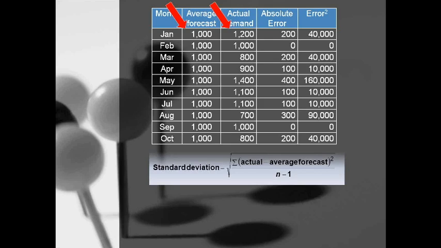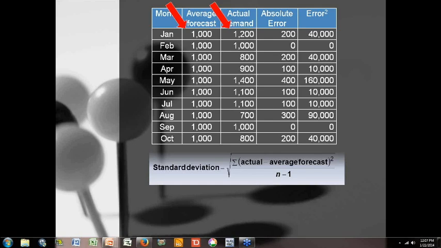Now, the standard deviation formula. It's a straight algebraic formula. Here's how it works. It is the sum of the actual demand for each time period minus the forecast for that time period. And then when you get that result, you square it. You multiply it by itself. Then you divide that by the number of periods. Take the result of that, and the square root of that is your standard deviation.